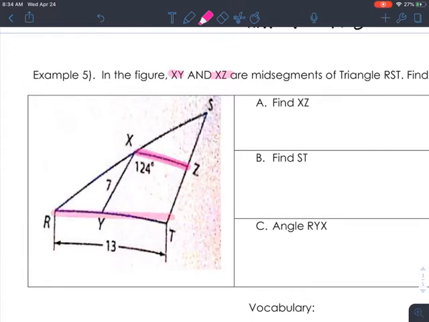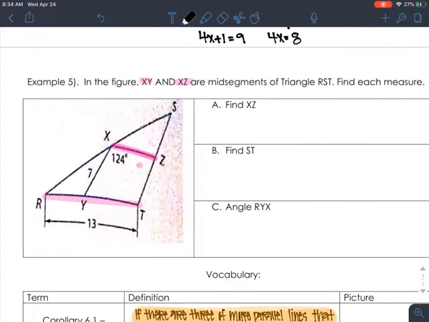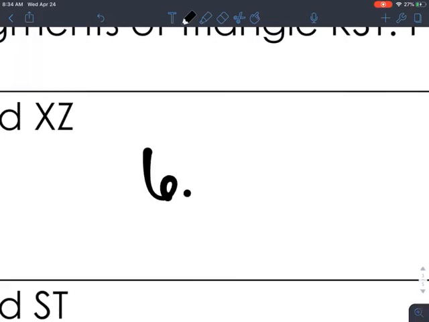That means that RT is the base of that. These two lengths are connected. XZ has to be half of RT. We know that RT is 13, so the length of XZ has to be 6.5.